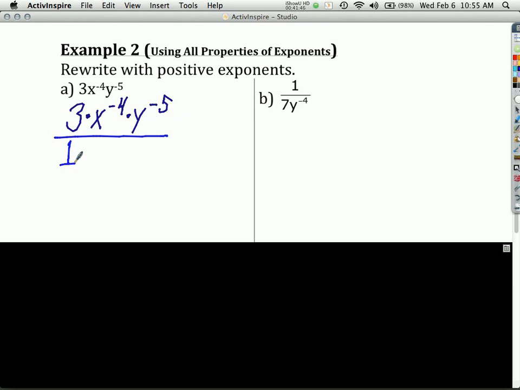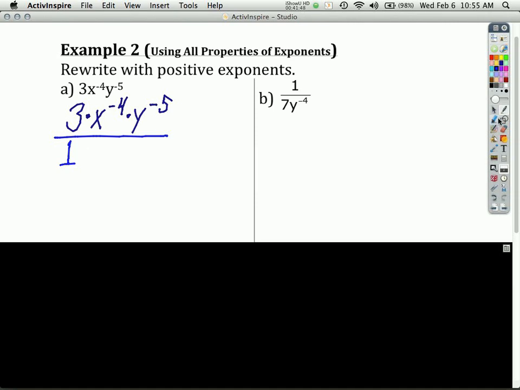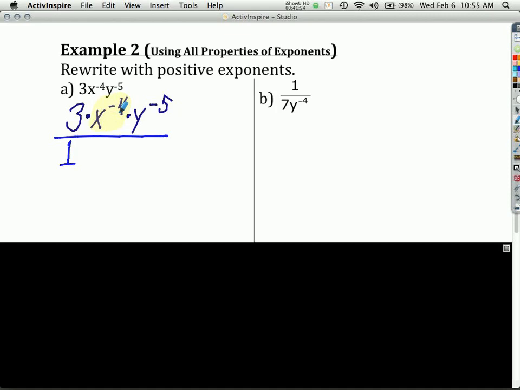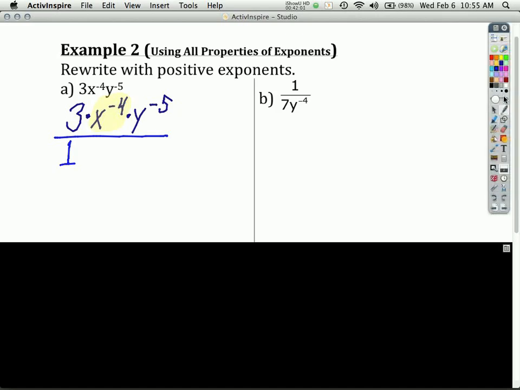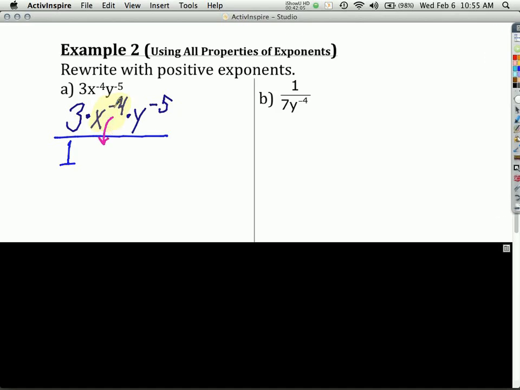Right? So let's look at the x to the negative 4th. X to the negative 4th is on top. It has a negative exponent. It has to move. It moves to the bottom. So it is going to come down here, and we're going to flip the sign to positive. So it's going to become x to the 4th on the bottom, and it's going to disappear from the top.